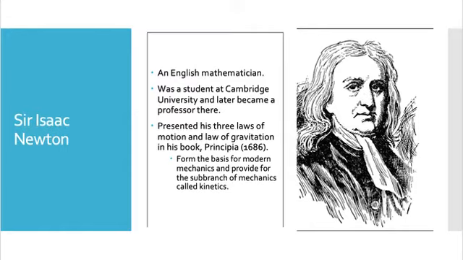So Isaac Newton was an English mathematician, and Newton was a student at Cambridge University and later became a professor there. Many of his ideas about mechanics were actually conceived during a 2-year retreat to his family's estate in Lincolnshire when he was in his early 20s. Newton presented his three laws of motion and his law of gravitation in his book Principia in 1686, and these laws formed the basis for modern mechanics. It is these laws that provide the basis for the sub-branch of mechanics we know as kinetics.